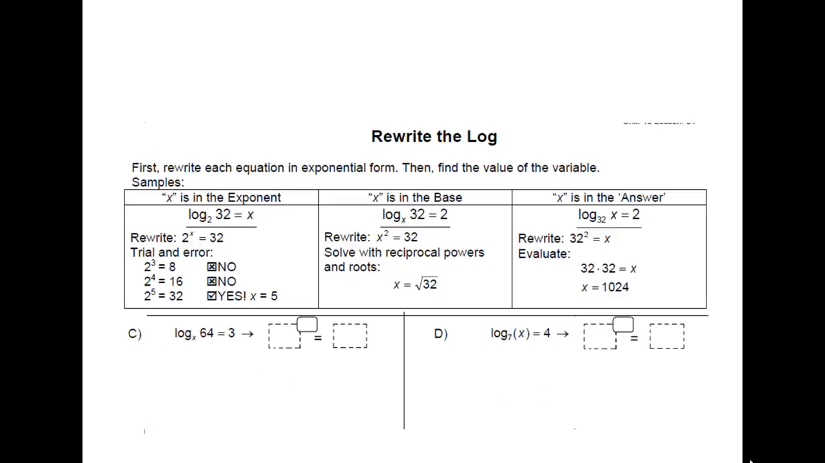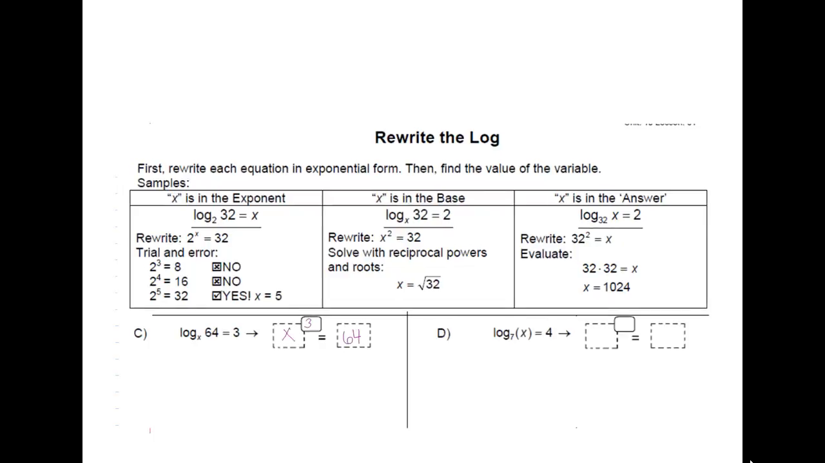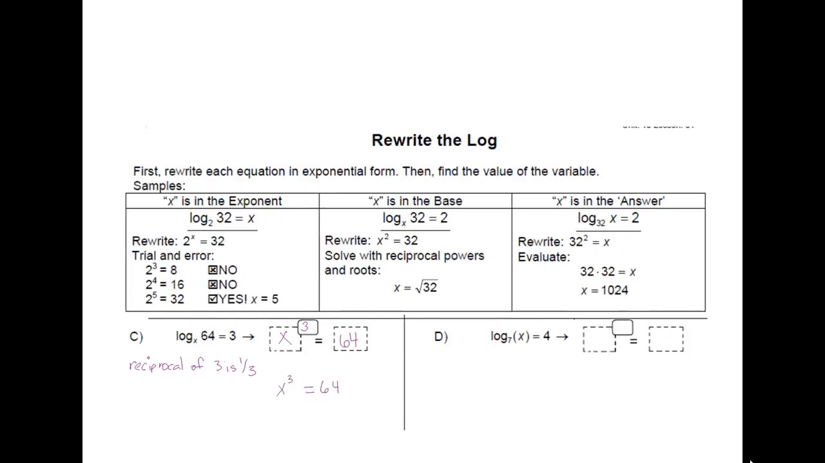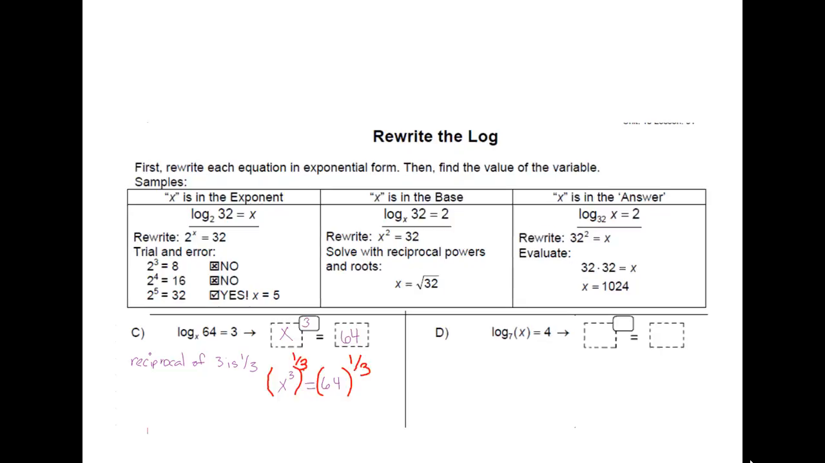Now, let's look at C. Log base x of 64 equals 3. In this case, x is the base, so it's like the middle problem. That would become x to the third power equals 64. Like we said, we're going to need the reciprocal. So the reciprocal of 3 is 1/3. In order to solve for x, we will have to raise each of these sides of the equal sign to the power of 1/3.